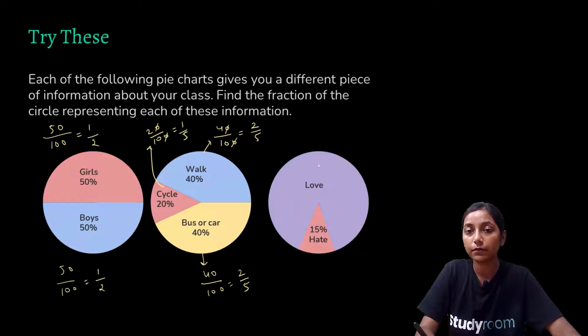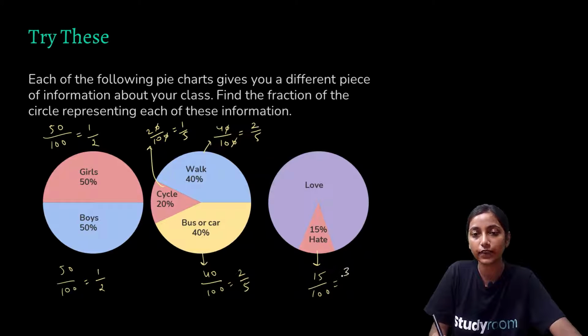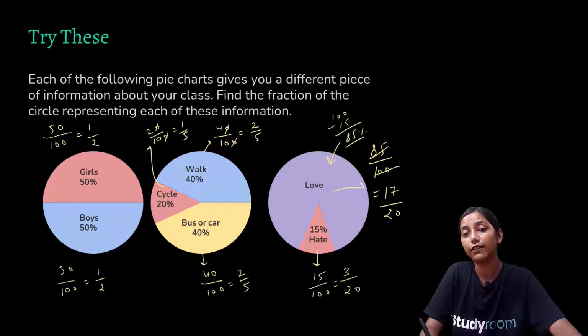Now we have the third pie chart. In this, we are given love and hate. For hate, we are given 15%. So the fraction for hate will be 15 by 100. Divided by 5, that is 3 by 20. Now for love, we are not given the percentage, but we can find it by subtracting 15 from 100. When we subtract 15 from 100, we get 85. That is, it will be 85% for love. So the fraction will be 85 by 100. Now on dividing it by 5, we will get 17 by 20. So the fraction for love is 17 by 20.